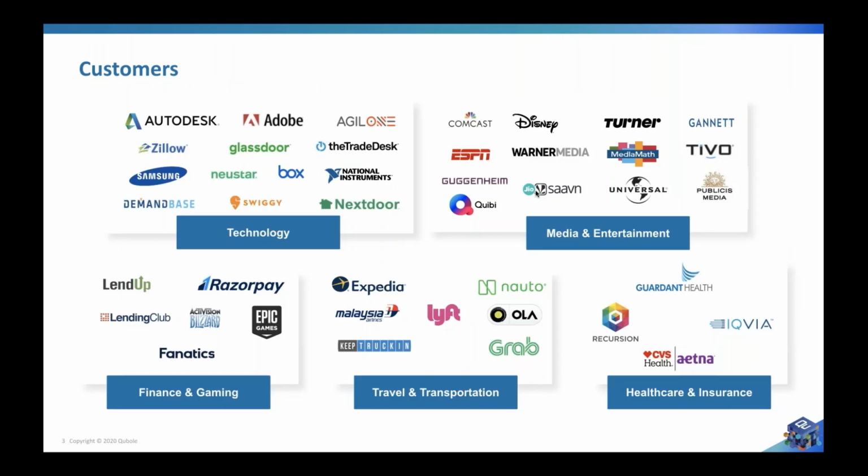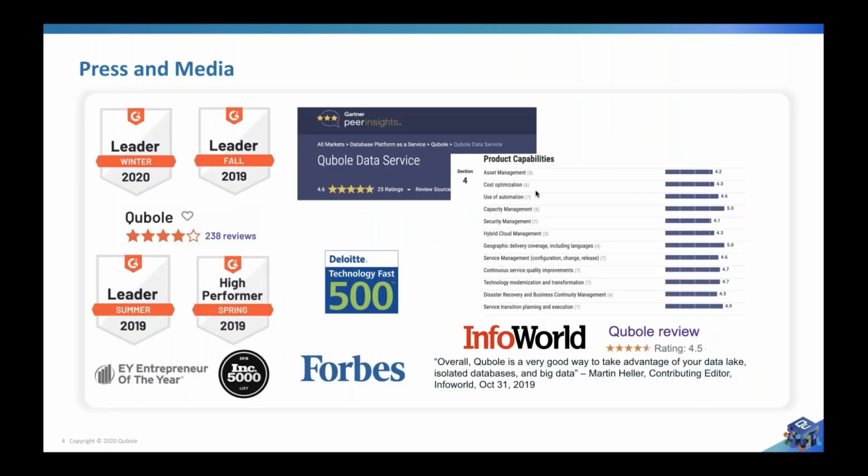basically talks about the various domains or business verticals that Qubole caters to. Now, in the media, we have been mentioned quite often in the Gartner Peer Reviews, where we have been rated pretty high. Then we have been mentioned in InfoWorld, Deloitte Technology Fast, Forbes, EY Entrepreneur of the Year, and so on and so forth. And it's been a good journey, to be frank, in terms of how Qubole has evolved over a period of time.